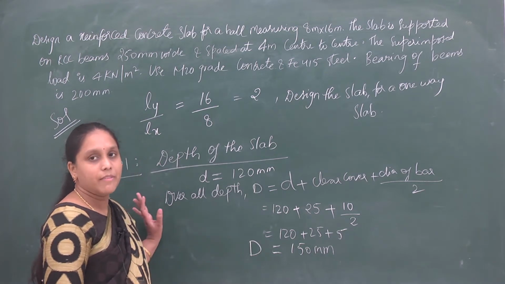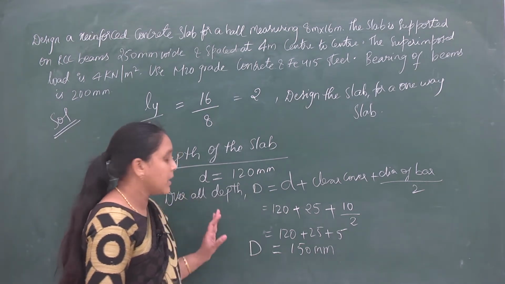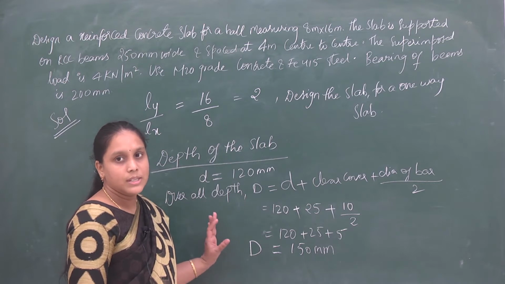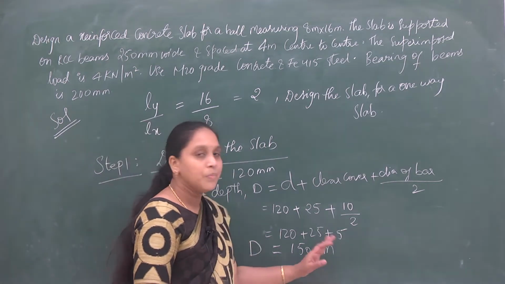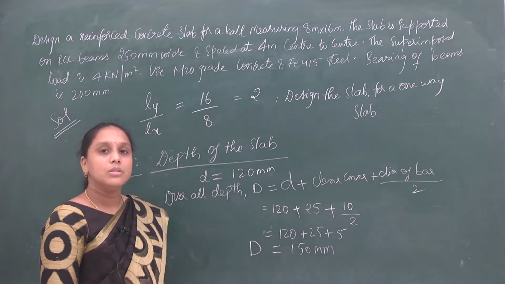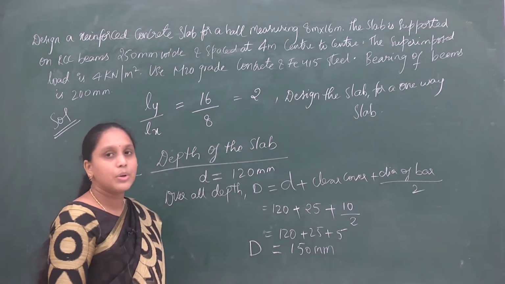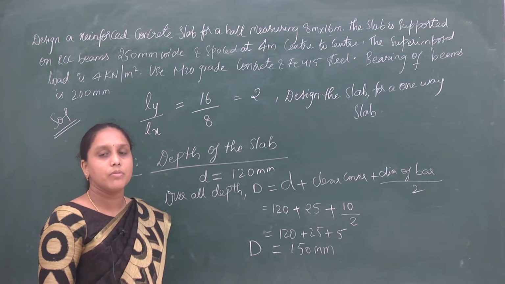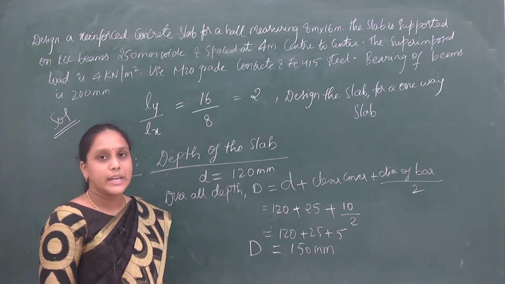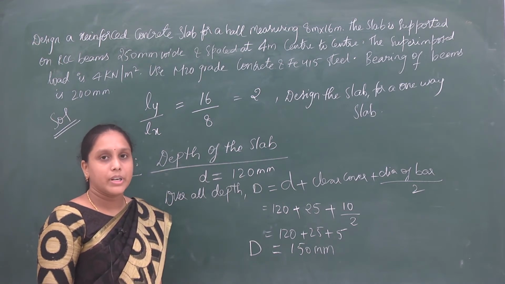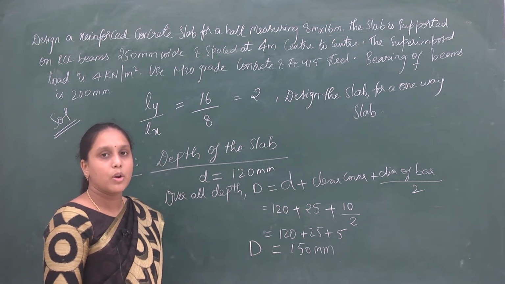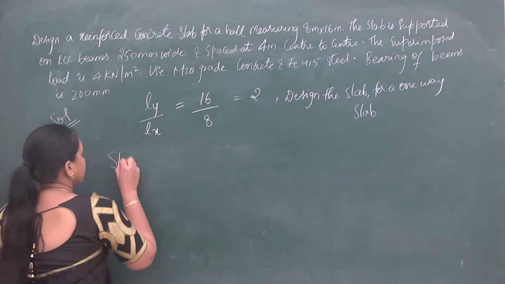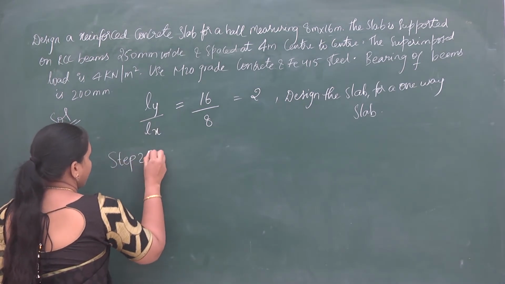So in the first step we have calculated the effective depth and the overall depth of the slab, the effective depth being 120 mm and the overall depth of the slab being 150 mm. So after calculating the depth of the slab, what is the next step? The second step is to calculate the effective span of the slab. Now let us calculate the effective span of the slab. Step 2.